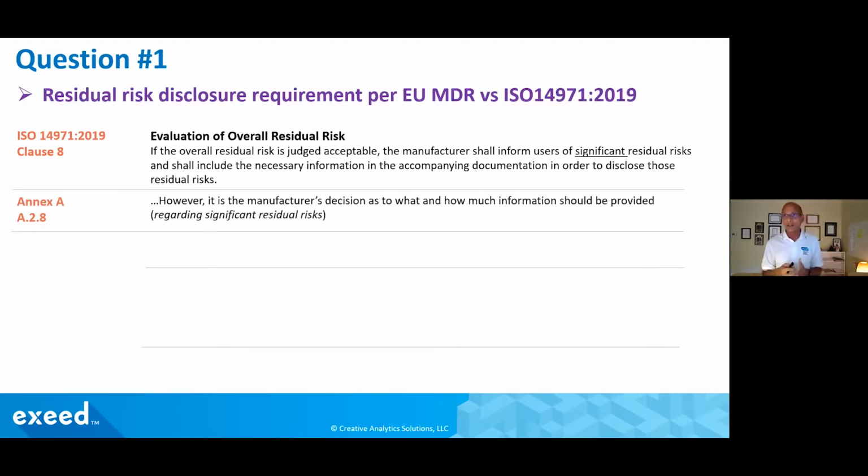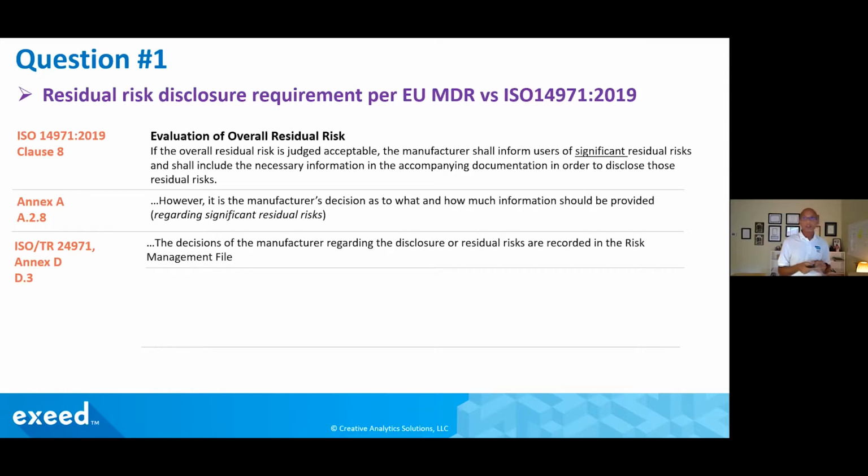So let's look into Annex A 2.8. However, it is manufacturer's decision as to what and how much information should be provided. So ISO 14971 is asking the manufacturer to make that judgment regarding significant residual risks. So I go further. Look at TR 24971. They are recommending that decisions of the manufacturer regarding the disclosure of residual risks are recorded in the RMS. So you must document why you decided, what you decided.